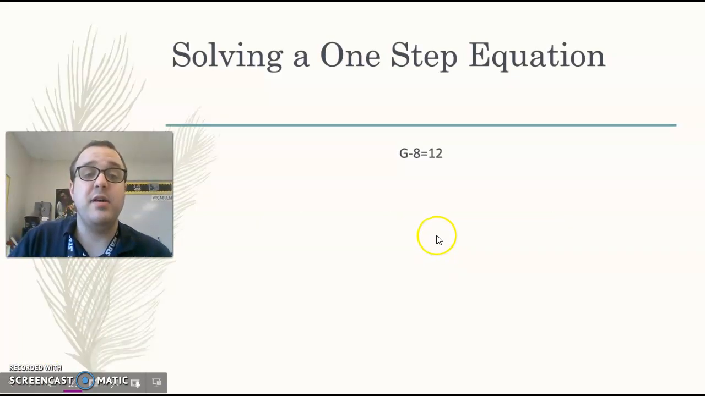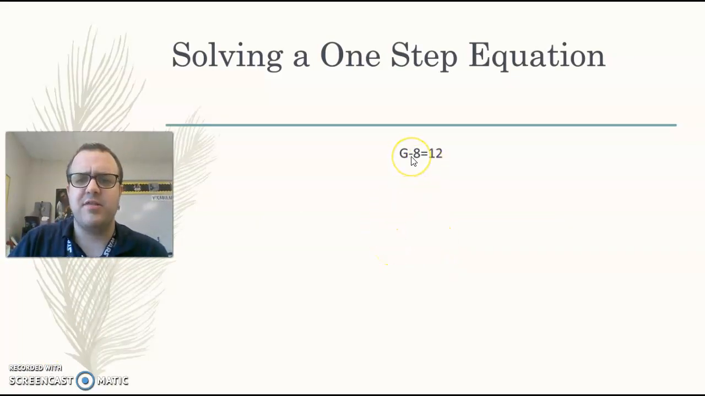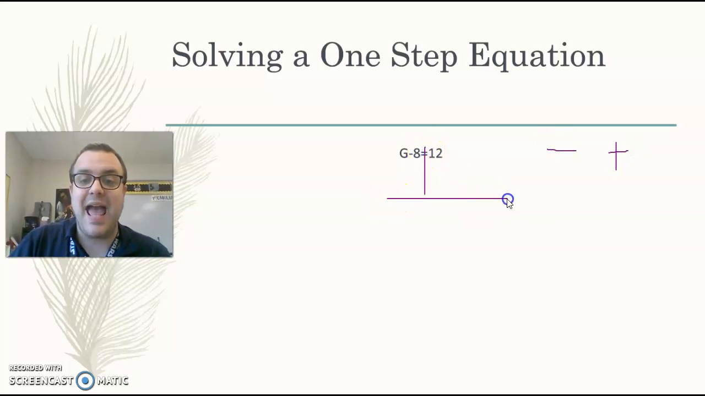So next thing we're going to be doing is looking at, again, still one-step equations, but this time that number is being subtracted. Oh, weird. So how do I do that? Well, all you have to do instead is think of what's the opposite of subtraction. Oh, wait, we just talked about it. Subtraction and addition are the inverse operations. So in this instance, I'm going to be adding 8 to both sides. So let's add 8. And in this one, I'm going to get that g equals 20.